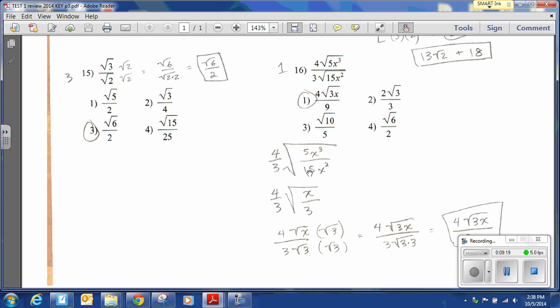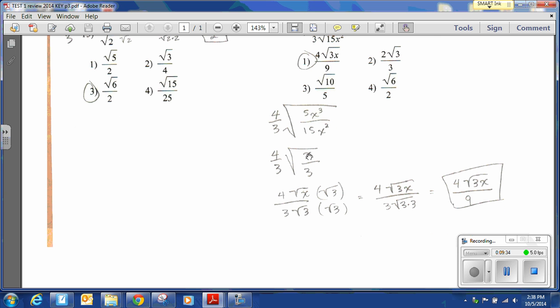So we have 5x cubed over 15x squared. I know 5 over 15 reduces down to 1/3. And x cubed in the numerator, x squared in the denominator, gives me x by itself in the numerator. So we have x over 3. I'm going to go ahead and break this up into 2 separate radicals again. 4 radical x over 3 radical 3.